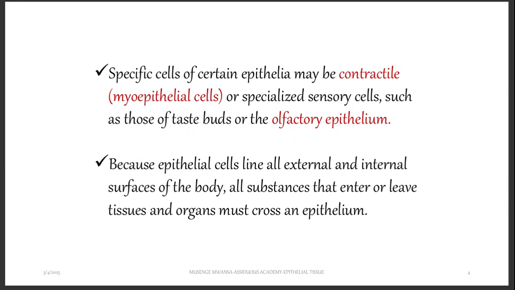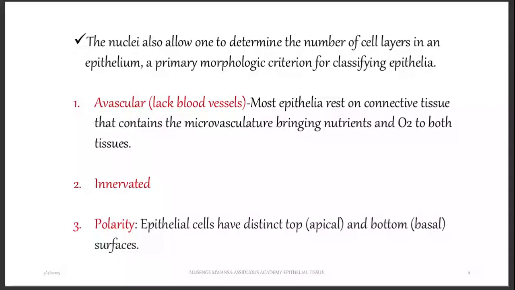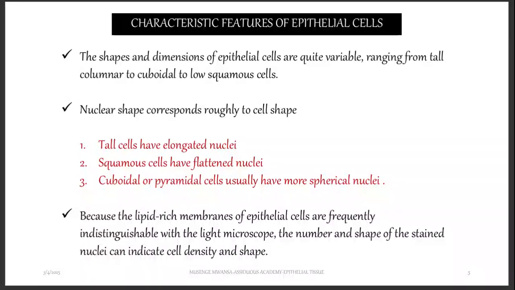We call those muscles the myoepithelium. Okay, myoepithelium. When you look at epithelial tissue, you can classify the cells depending on the shape of the nucleus. If you have got a nucleus that is elongated, you have got tall cells. If the nucleus is flat, you have got flat cells. We call them squamous cells. Tall cells, we call them columnar. When the nucleus is a sphere, we call those cuboidal or pyramidal.